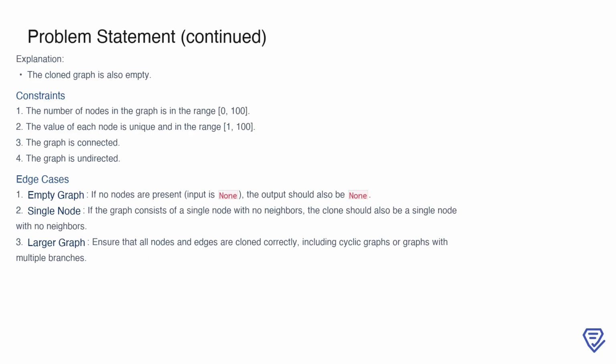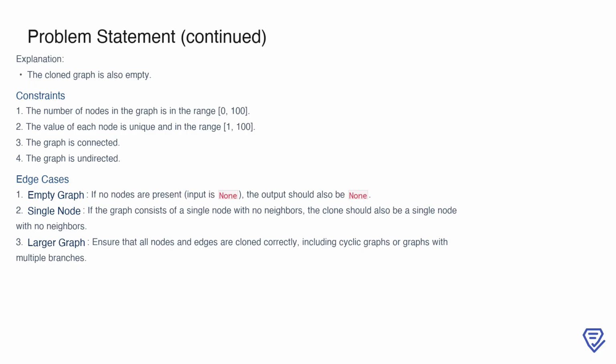Now, let's summarize the constraints and edge cases for this problem. The number of nodes in the graph will range from 0 to 100, and each node's value is guaranteed to be unique and within the range of 1 to 100. Since the graph is connected and undirected, you can assume that every node is reachable, and all edges are bidirectional. For edge cases, you need to handle scenarios like an empty graph, where the input is None, and the output should also be None. If the graph consists of just a single node without neighbors, the clone should replicate that structure with a single, independent node.